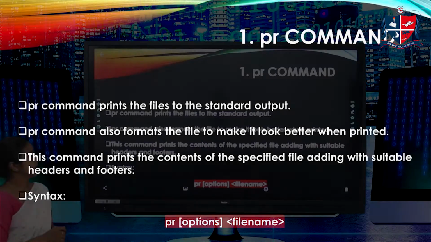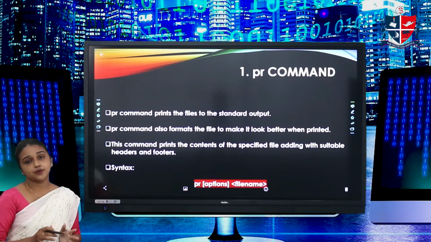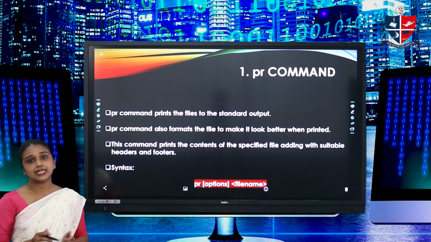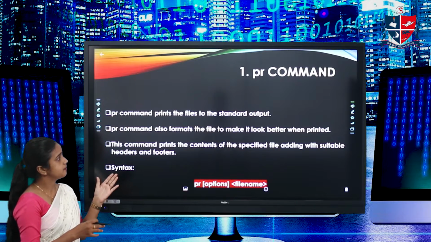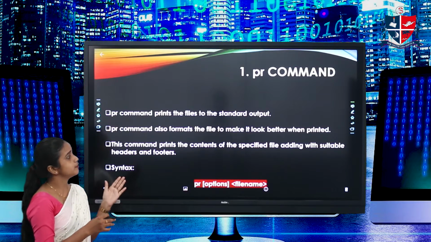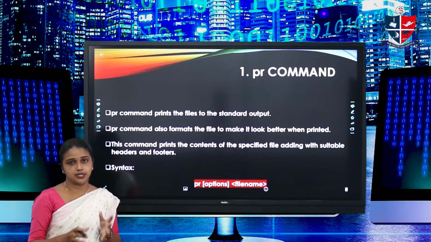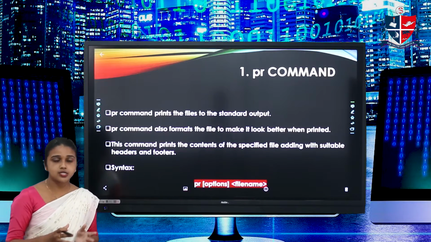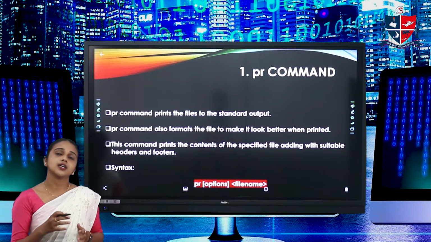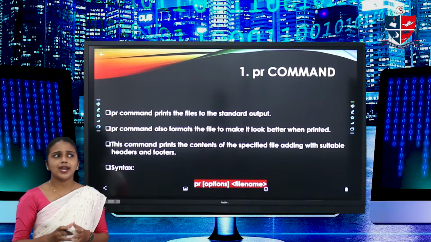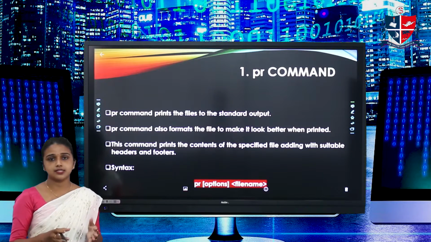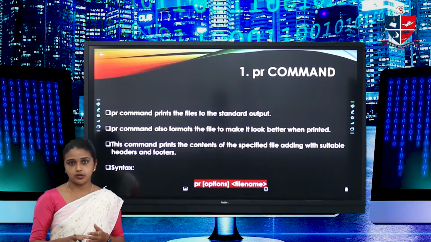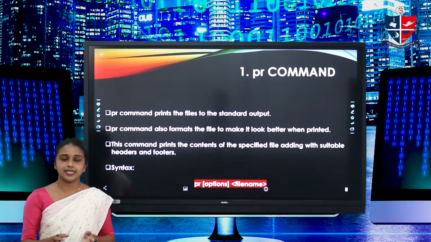The pr command stands for printing. This command is basically used to print the contents of the file. It prints the file to the standard output, and it also formats the file to make it look better when printed. It formats the contents of the file by inserting appropriate headers and footers. The headers have details like the last modification date, that is, when the file was last modified, along with the time, and also details like the program name, page number, etc.